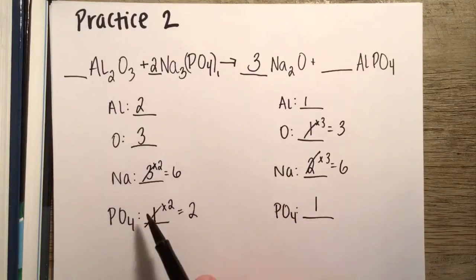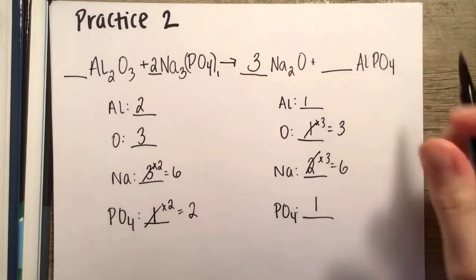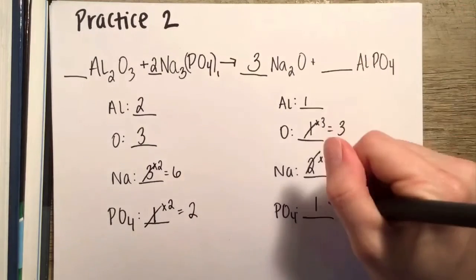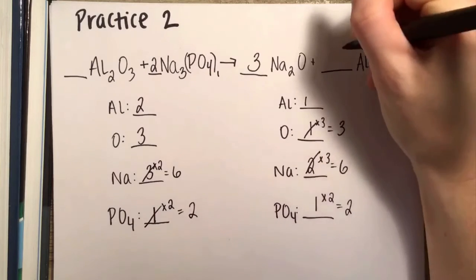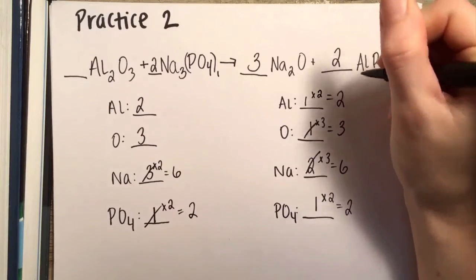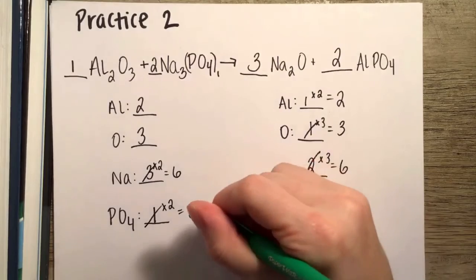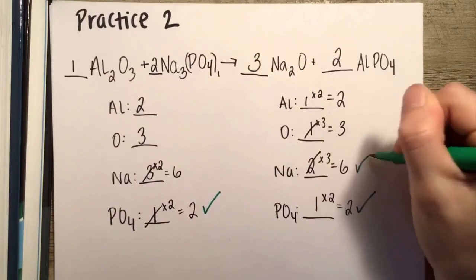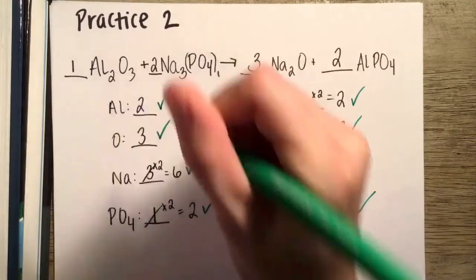Now I want to look to balance aluminum and I want to look to balance phosphate because oxygen and sodium are both balanced. So I want to think about how to make 1 equal 2. So 1 times 2 gives me 2. So I'm going to multiply aluminum and phosphate by 2 and put a 2 in front of AlPO4 on the product side. Now I'm balanced. I can put a 1 in front of Al2O3 on the reactant side, and I have 2 phosphates on both sides, 6 sodiums, 3 oxygens, and 2 aluminums.